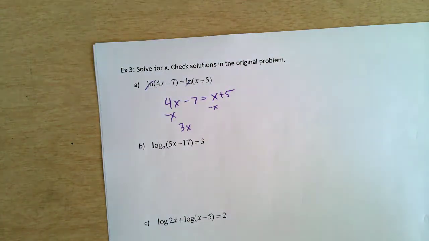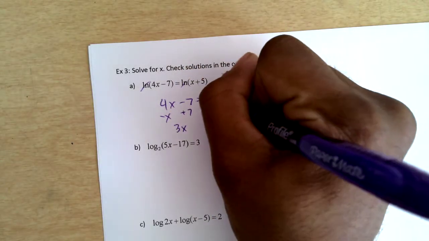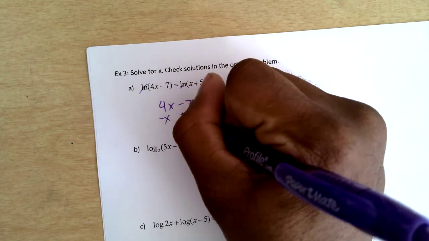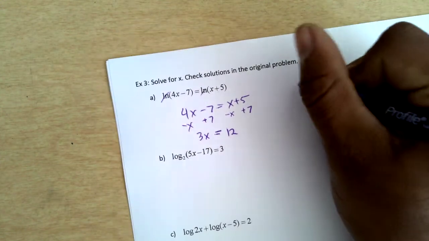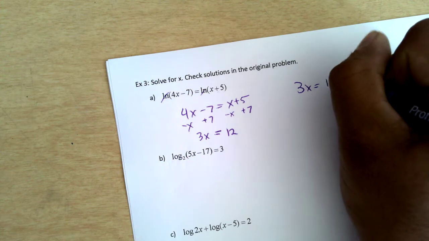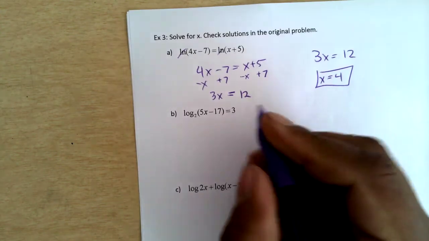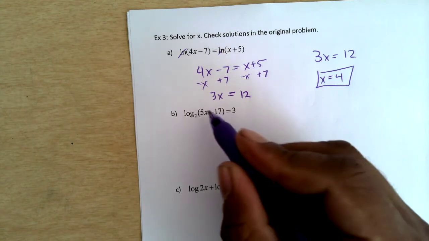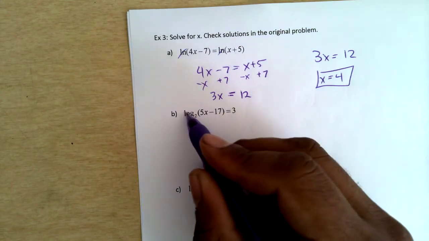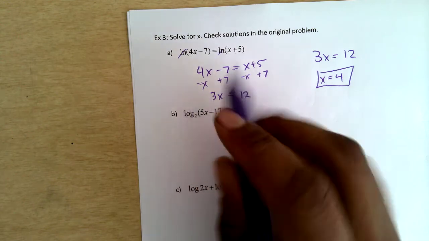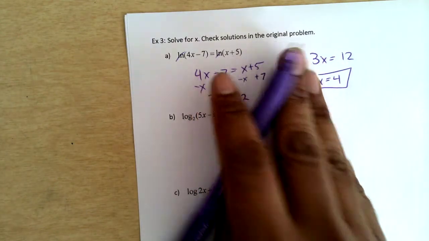I'm also going to add my 7 to each side here. Make this a little easier. I'll rewrite my problem up here. 3x equals 12. Therefore, x equals 4. But this one doesn't have logs on each side. And there's this stuff on the inside. Now this doesn't have a number by itself, right? Like log 2 is not a thing I can undo.